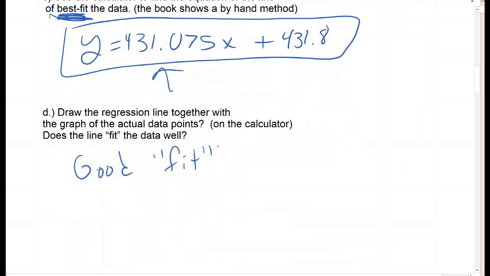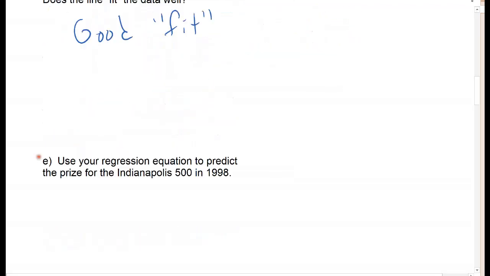Alright, it fits it good. And that's actually what that R on the calculator is telling you. And we'll talk about that R in a little bit, how good of a fit it is. Alright, so there we've graphed it. It's a pretty good fit.